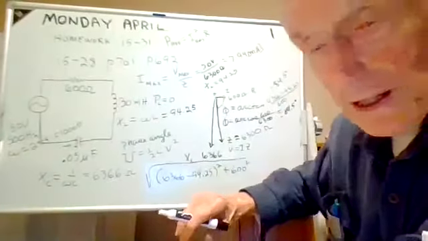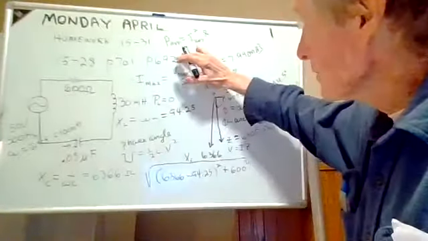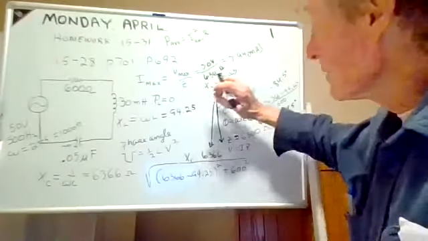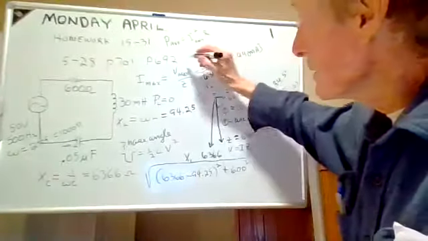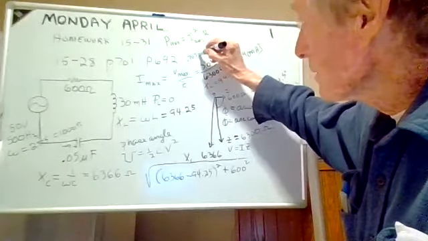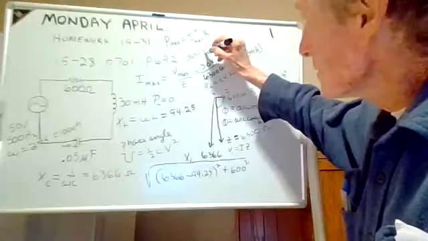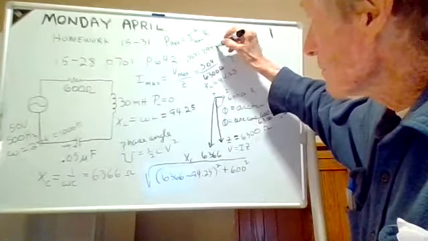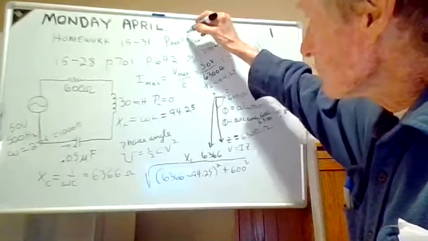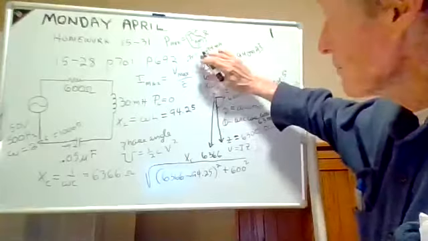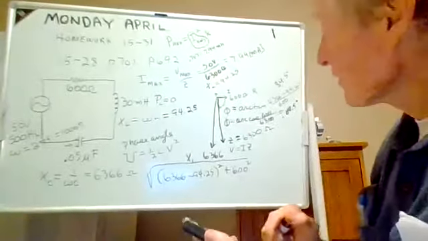Oh, okay. What we're going to do is get the RMS current. It's 0.7071 times the 7.94 milliamps. We're going to get the RMS current and we're going to square it, but first we have to get the RMS current. Here we go.